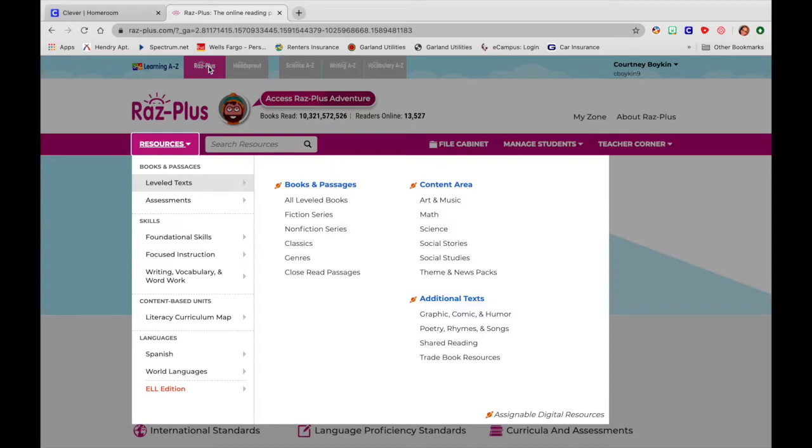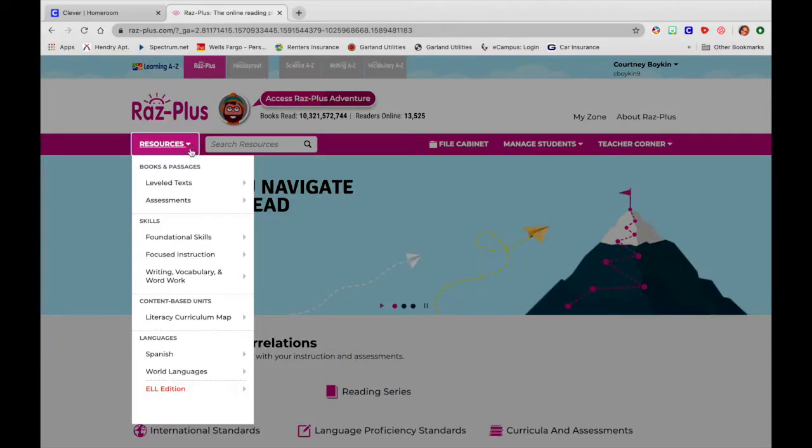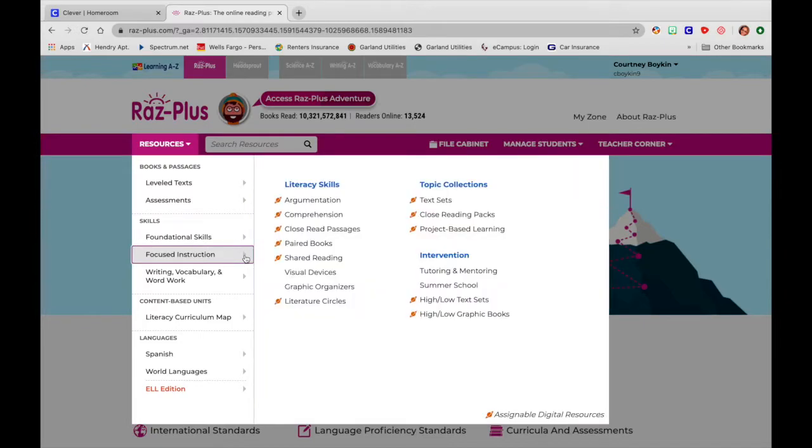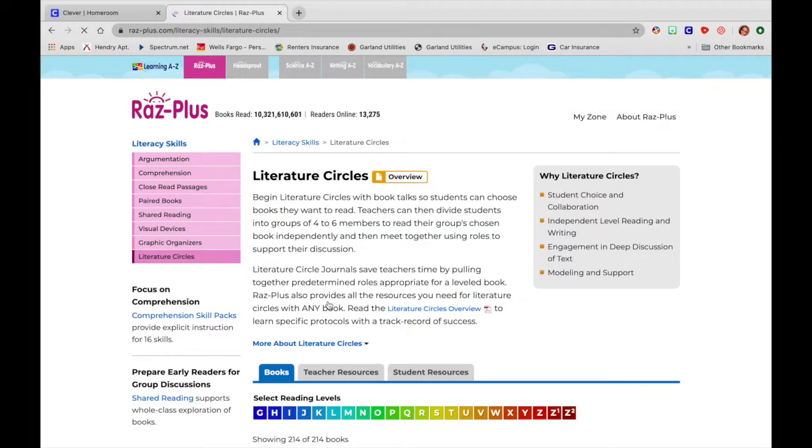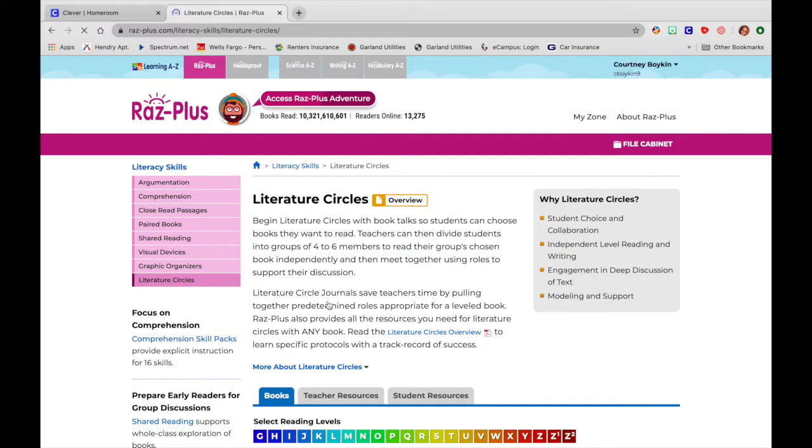Remember, we've talked about a lot of the resources that you will want to use are under your resources tab. So I clicked my caret. I scrolled down to Focused Instruction, clicked on this caret, and now I have some different options that I can look at. So the first one we're going to explore is called literature circles. And this is a really great way to get students to start talking about their books that they're reading.